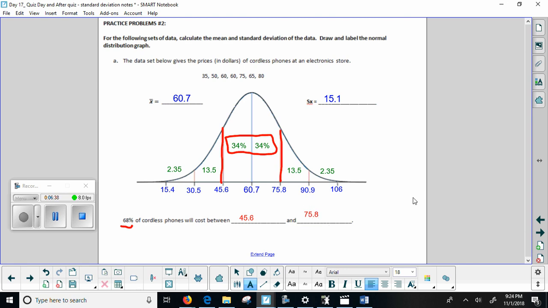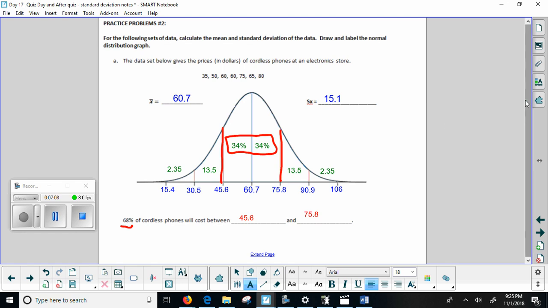If it said 95, I would go out one more because that equals 95%. I've got that on my notes. And if it said 99.7, I would go out one more. If it said what percent of phones cost less than 45.6, less than would be this way, so it would be these two added up. So it would be 15.85. So I can use these percentages to answer these questions.